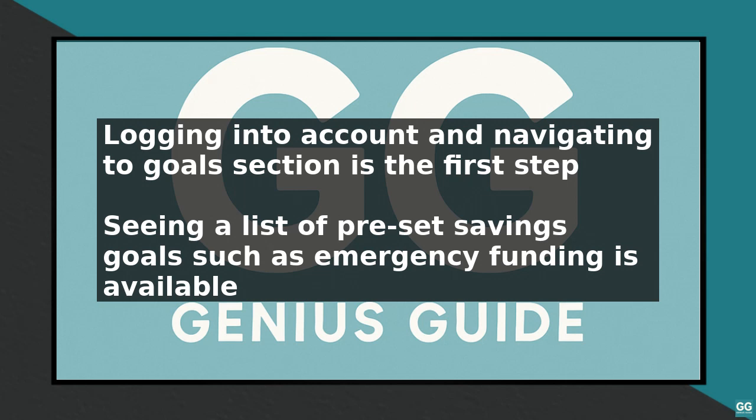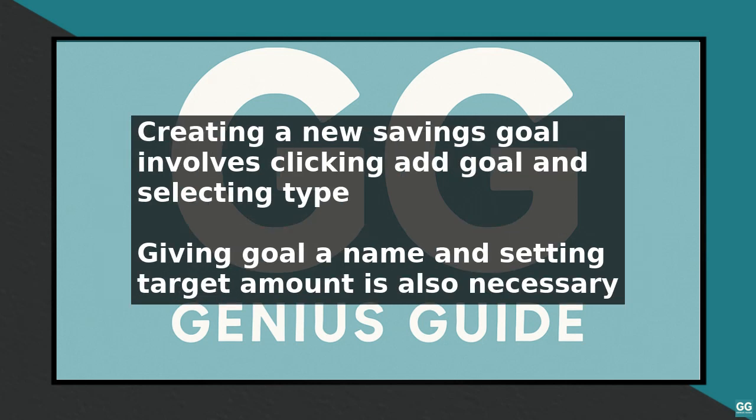Click on the Add Goal button and select the type of goal you want to create, such as saving for a car or a down payment on a house. Give your goal a name and set a target amount. This will be the total amount you want to save for this specific goal.